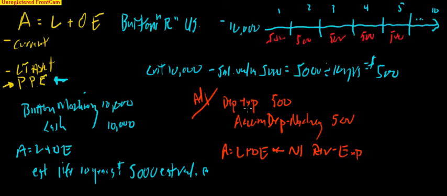This depreciation expense is an expense account, so it shows up over here on our income statement as an expense account. It reduces net income, which reduces owner's equity. So owner's equity is going to go down.